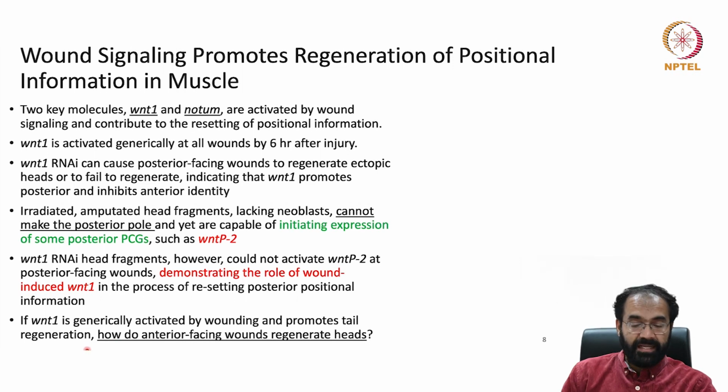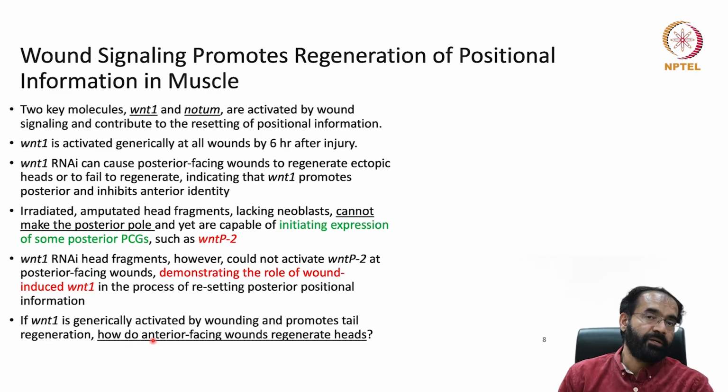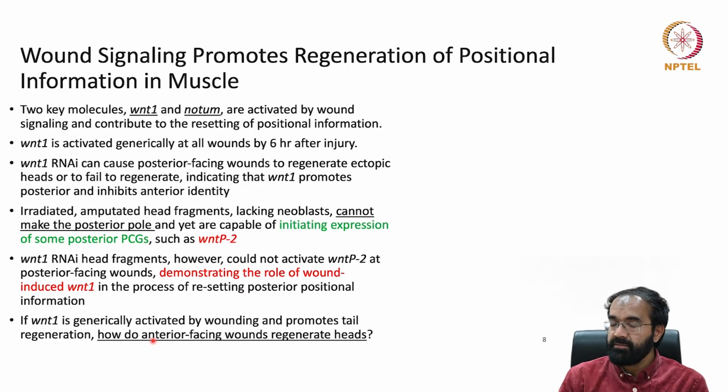Wnt1 is generically activated, irrespective of the location of the wound. It is activated by wounding and promotes tail regeneration. How do anterior facing wounds regenerate heads? It's because anterior facing wounds should not have Wnt, because Wnt is not welcome for head formation. But how is the head being formed? It's a very interesting question, right?